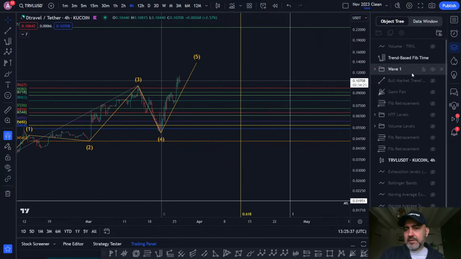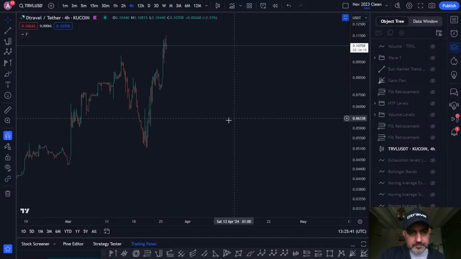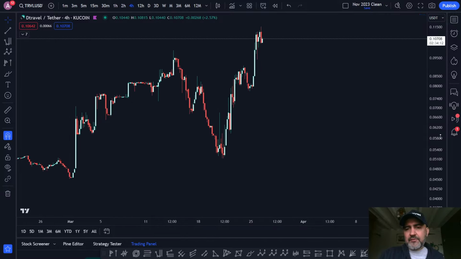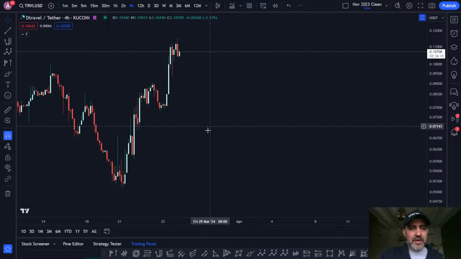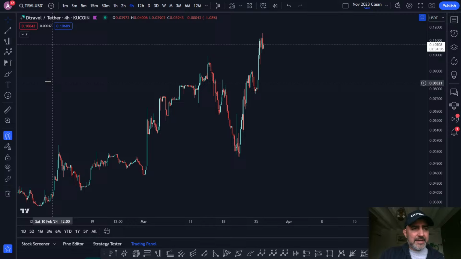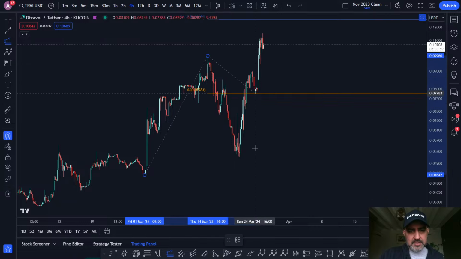Just keep that. I just want to keep that as a reference. So we're in our wave 5, and we're looking at 5 waves in wave 5. Almost in the same idea, we just use trend-based fib from this low to this high to this low.